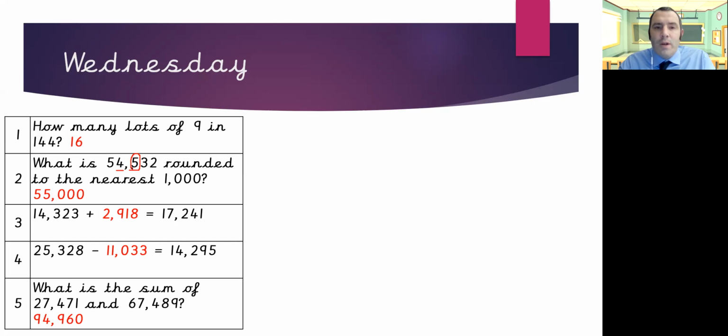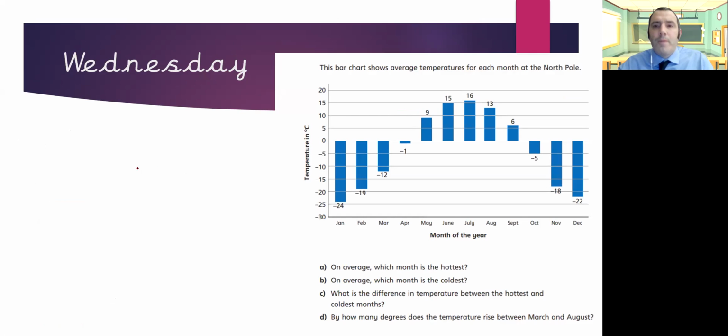We'll look at our reasoning question now. So we've got our table here. We need to look carefully at what it's asking us. So the bar chart is showing us the average temperatures for each month at the North Pole. Question A, on average, which month is the hottest? So I need to look for the highest positive temperature, and that's this one here, 16. I go down the chart and I read down. So if I draw my line straight down, it leads me here to July. So the answer for A is July.